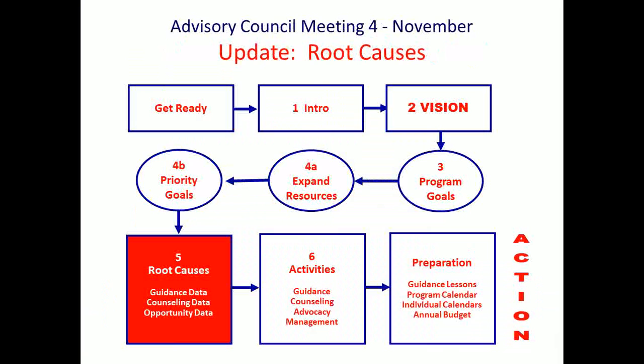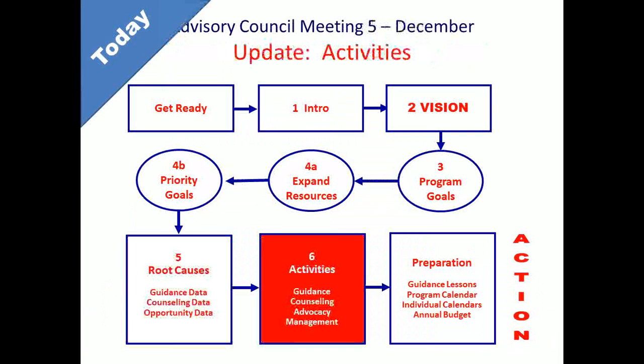Okay, so once we know why the kids aren't making those choices, then today we're going to look at what are we going to do about it. So if kids aren't making the right choices because they don't have information, then how are we going to get kids that information? If they're not making the targeted choice because they don't have opportunities, then how are we going to give them those opportunities? So today we'll be looking at how do we pick key high-leverage guidance activities, counseling activities, advocacy, and management activities in order to address those root causes.